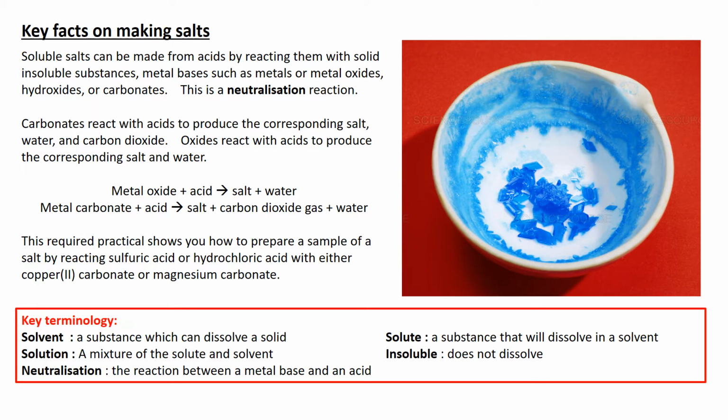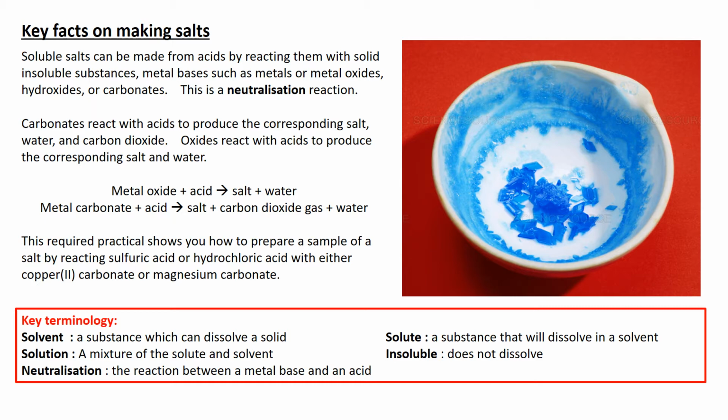So when we react a metal with an acid, we talk about this becoming an insoluble substance, and therefore the metal bases such as metals and metal oxides or hydroxides or carbonates, these then become a liquid, go from solid to being within the liquid, and we call this a neutralization reaction. The carbonates which react produce the corresponding salt, and they produce water and carbon dioxide. Metal oxides react with acids to produce corresponding salt and water.